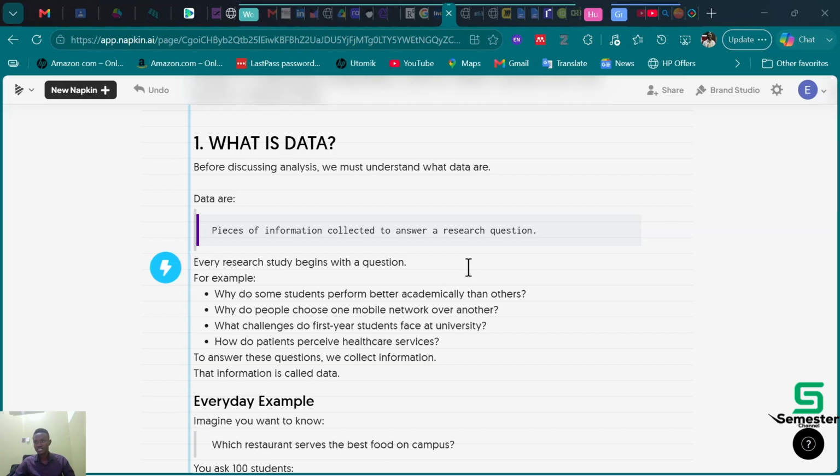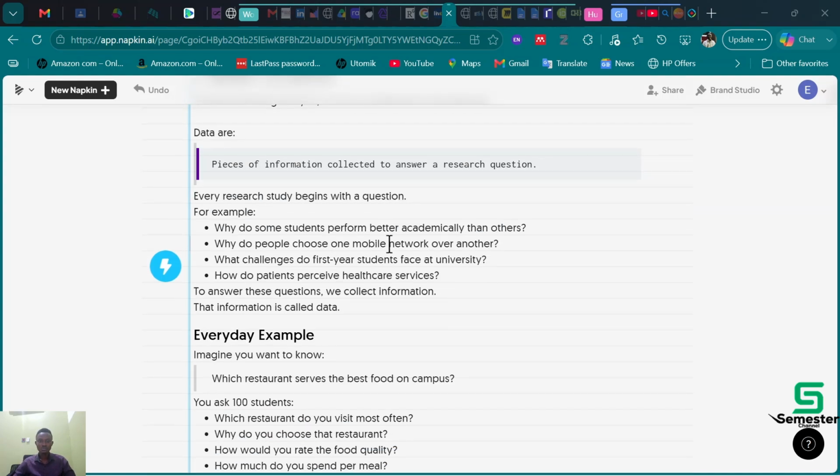All right, I mentioned in the earlier video in the methodology that you will be required to give a research question or an objective. Okay, some will also require that you bring both. So depending on your department, you know what to work with. So an example, if you are supposed to go with a question, an example will be, why do some students perform better academically than others? Why do people choose one mobile network over another? What challenges do first-year students face at university? And how do patients perceive healthcare services?